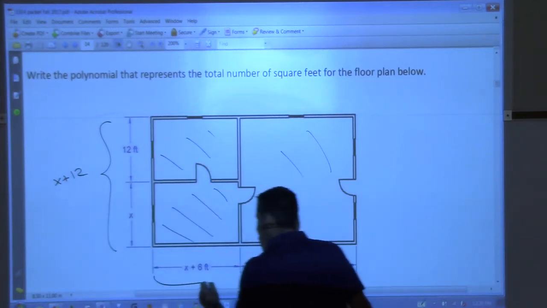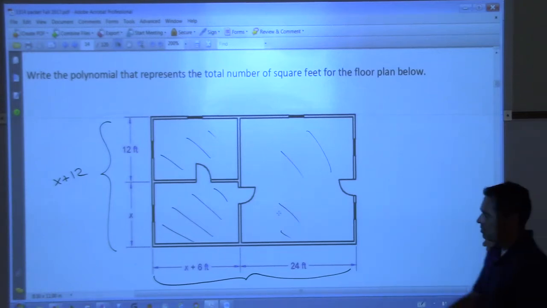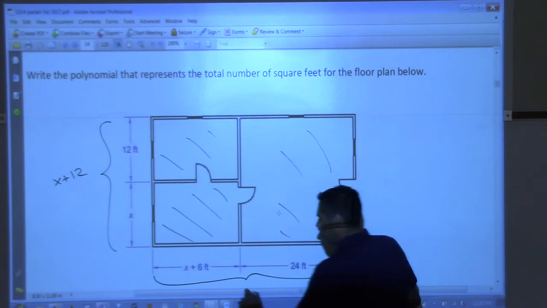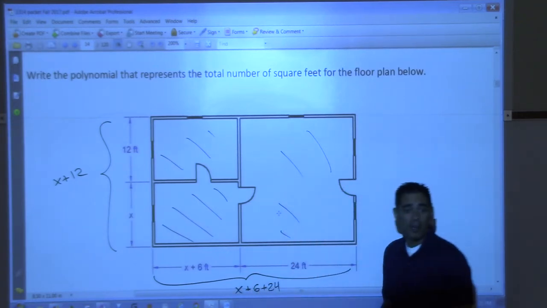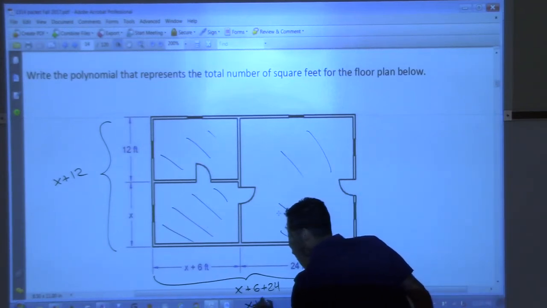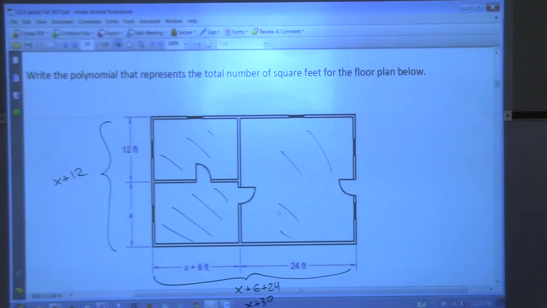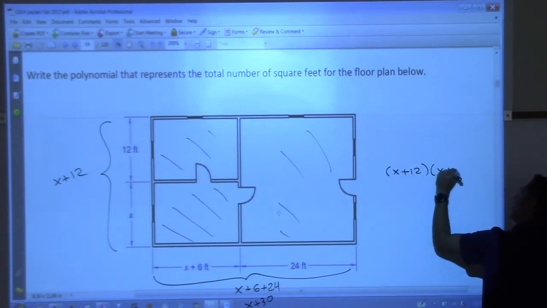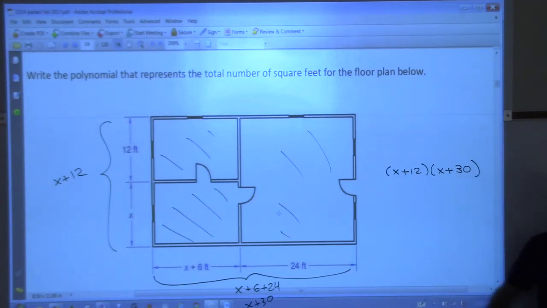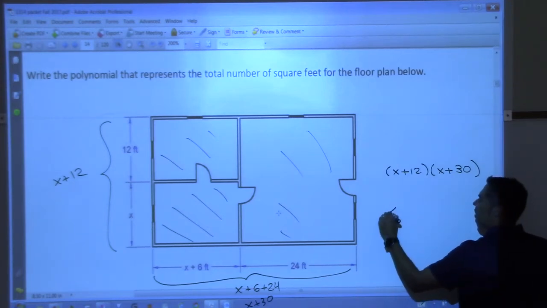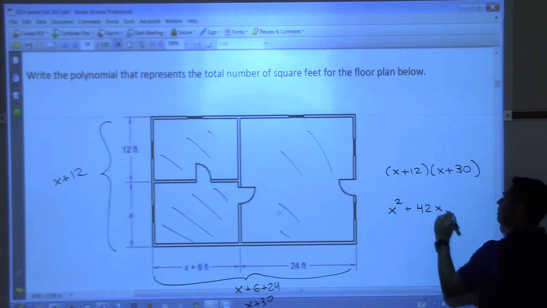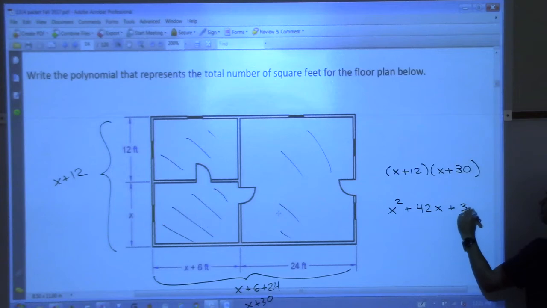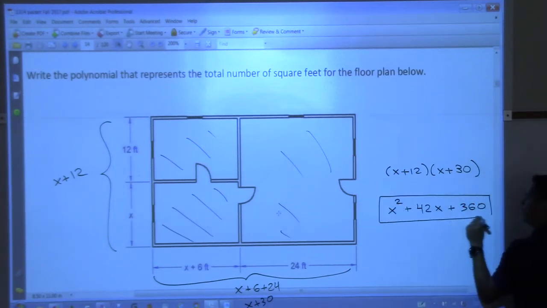And then can you tell me how long this side is? x plus 6 plus 24. Which is really x plus 30, right? So this side is really x plus 30. So the total area should be that side times this side, which would be x plus 12 times x plus 30. And then you get to play your little game of FOIL, all right? Multiply it out. Numbers are going to get kind of big, but it is what it is. So you should get x squared plus 42x, and then plus 360. That's the area of the entire thing.